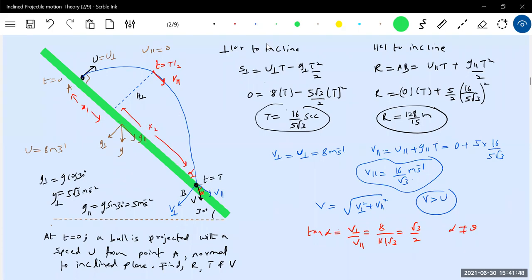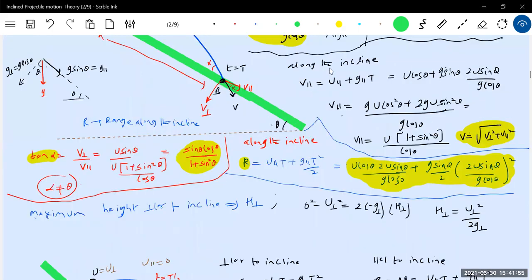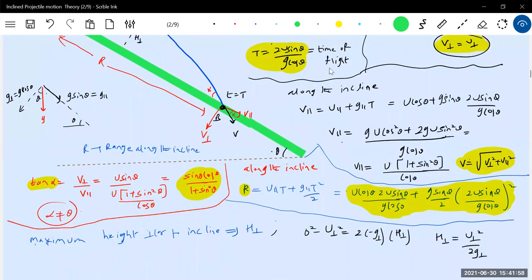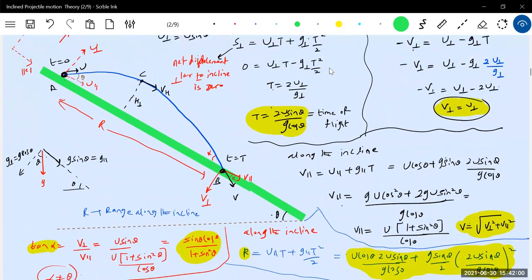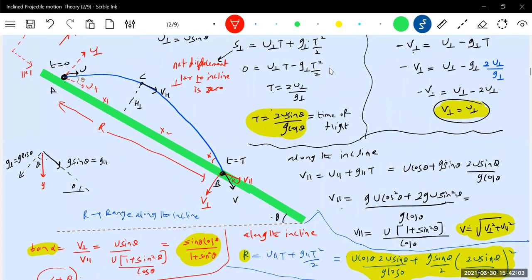Sir, only when you throw perpendicular, will it be like this? No, need not, even here also. So can we say anything about x1 and x2? This distance is x1, this is x2. x2 will be greater than x1. And the time of flight to reach here will be half of it. Very important. So many things will help us to draw the trajectory here.